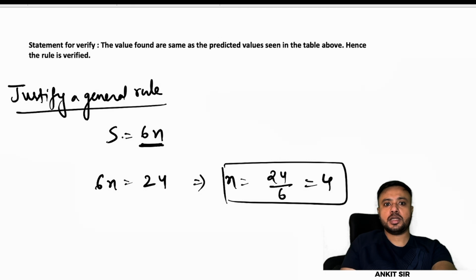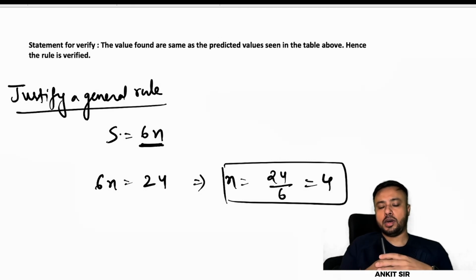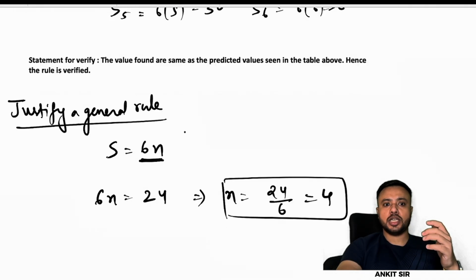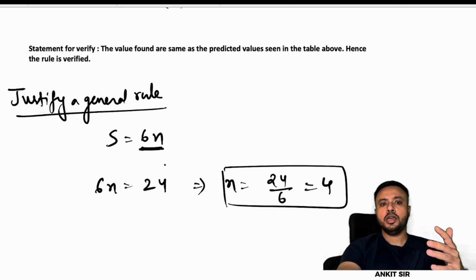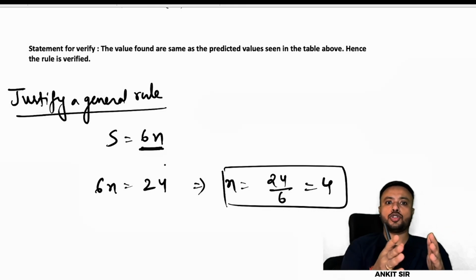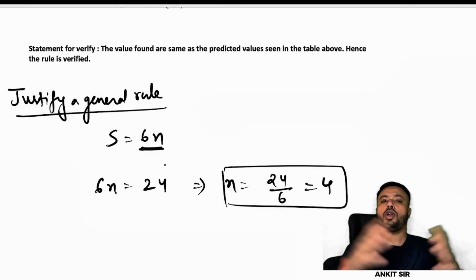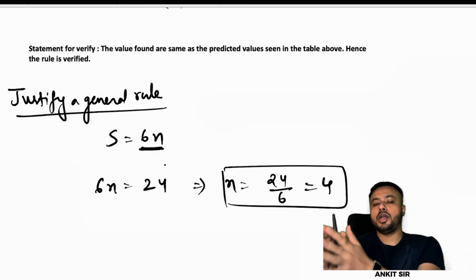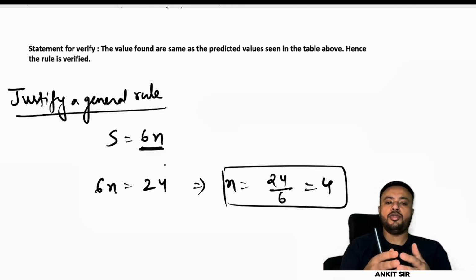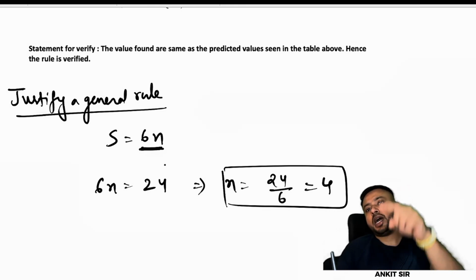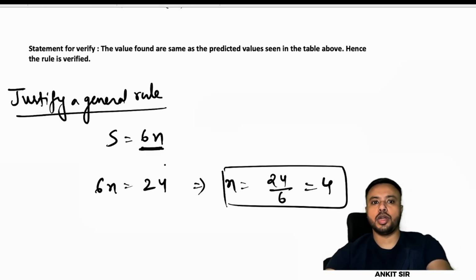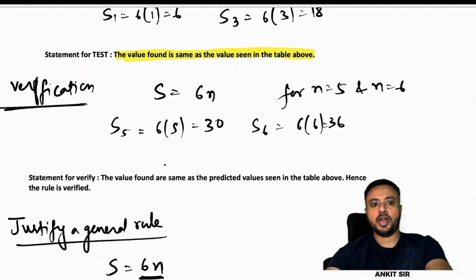So that means this general rule I have justified for this particular pattern. That's how you justify the general rule. In justification, you have to basically show that this particular general rule is valid for all n values. So what I have to do is equate that general rule to a particular number, and then figure out the n value. The n value should match the n value which was given in the question. So that's how we justify the general rule, guys. This is how we test, verify, and justify the general rule.